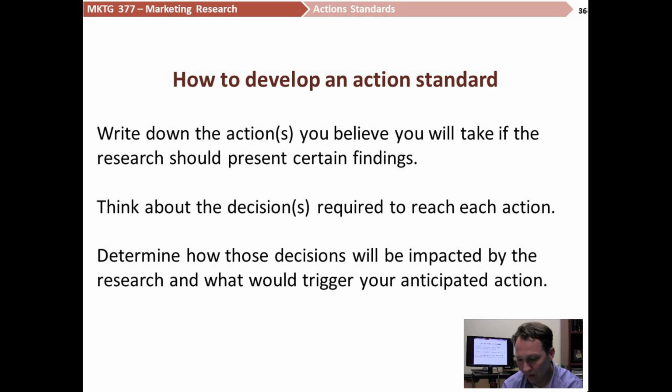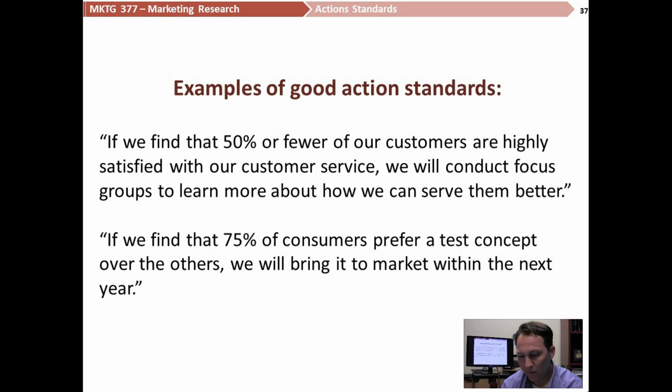So, some examples of good action standards would be, here are a couple that I'm going to provide. We could say, if we find that 50% or fewer of our customers are highly satisfied with our customer service, we'll conduct focus groups to learn more about how we can serve them better. So in other words, if fewer than half the people we survey are happy with us, we'll do some focus groups and we'll figure out what we can do to improve that customer service.